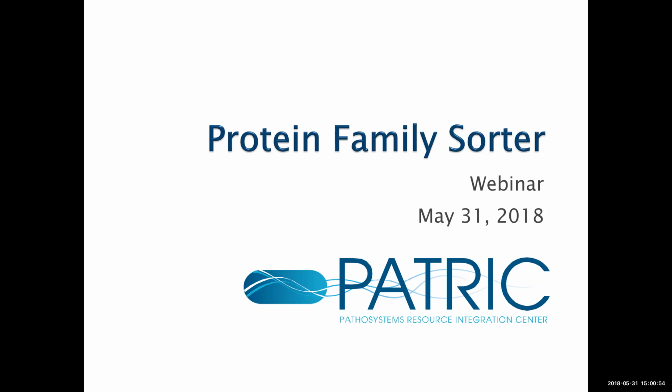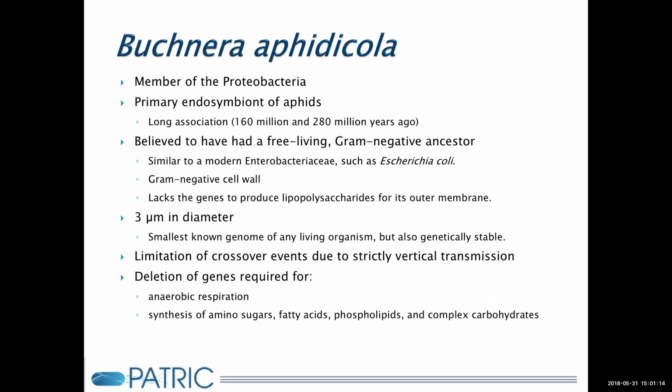We're going to talk about one of the first tools we've developed in PATRIC, which is the protein family sorter. After you've assembled and annotated one of your genomes in PATRIC, one of the things you'd probably want to do is compare it to other genomes, and the protein family sorter is a tool that we have to do that. Today, we're going to use an example that is pretty cool.